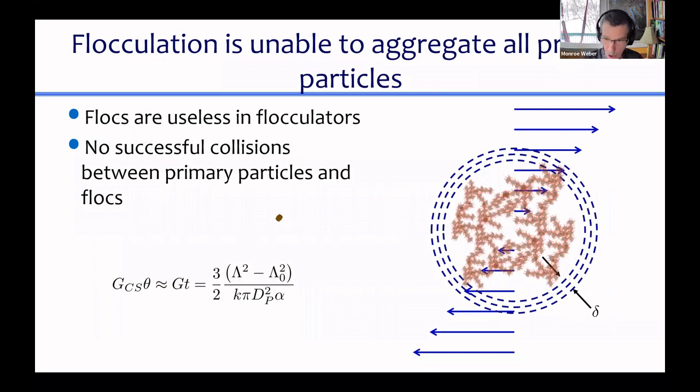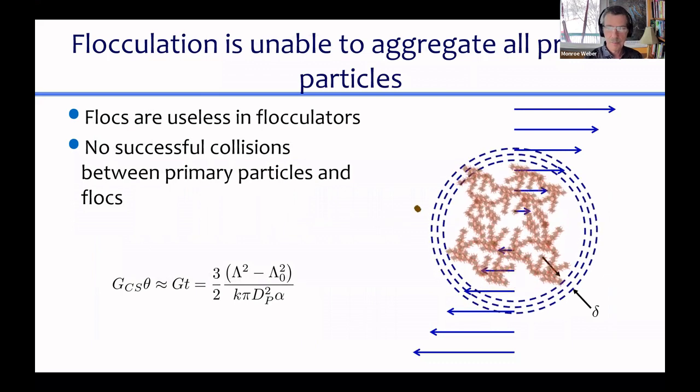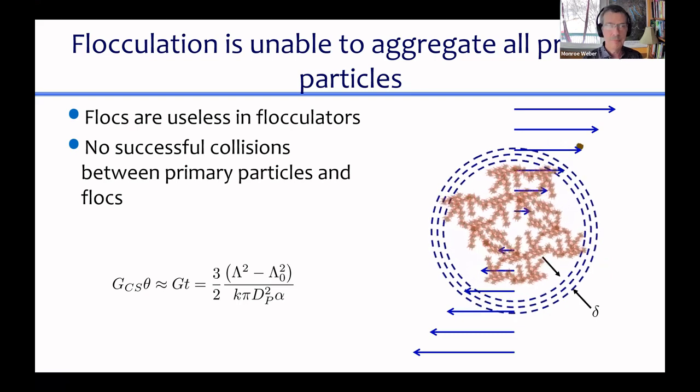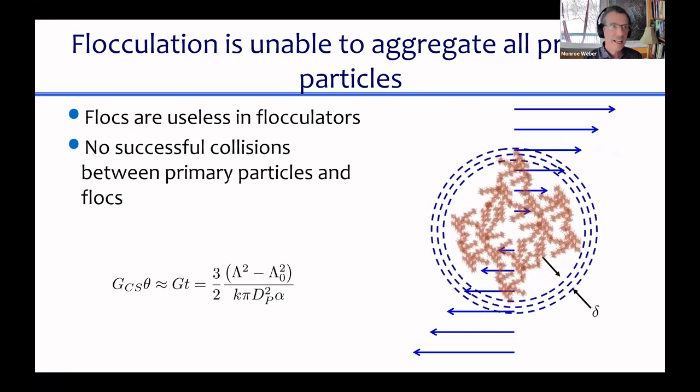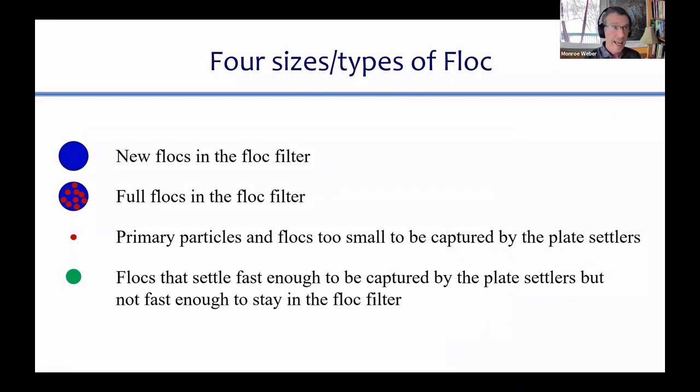The small particles can't collide with the big flocks because there's a boundary layer around them that's spinning with the flock. And so the small particles just breeze right by and never come into contact with the flock. So that's our problem. And now for something completely different.